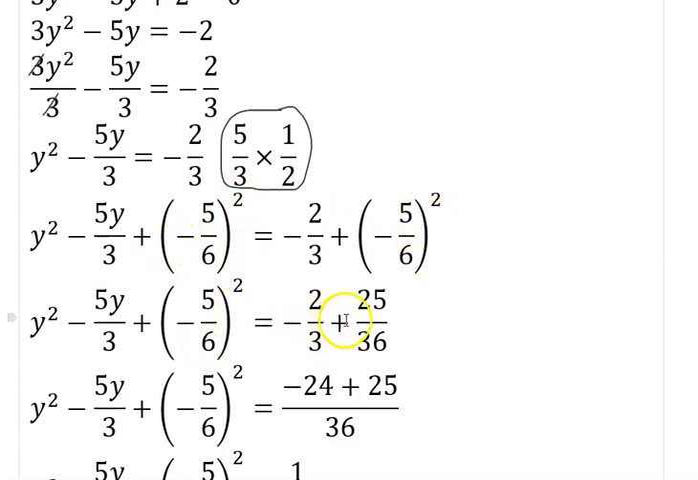So let's solve our right hand side. So minus 5 over 6 square is still the same thing as saying this twice. So 5 square will give us what? 25. 6 square will give us what? 36. Minus times minus will give us what? Plus. We have plus here already. Awesome. Solving our right hand side.